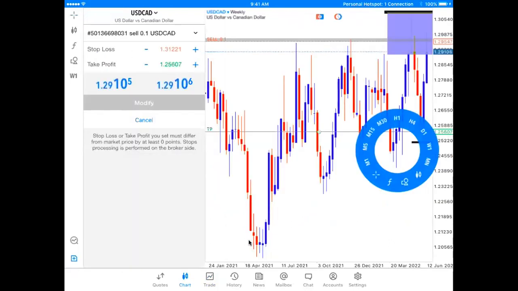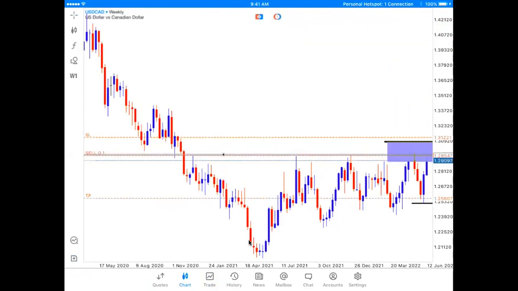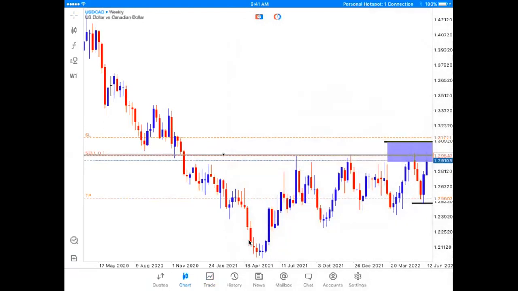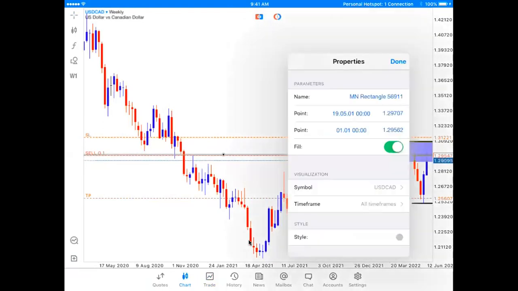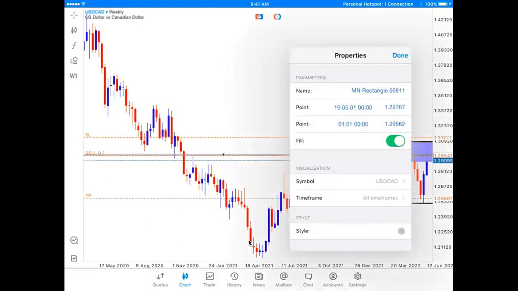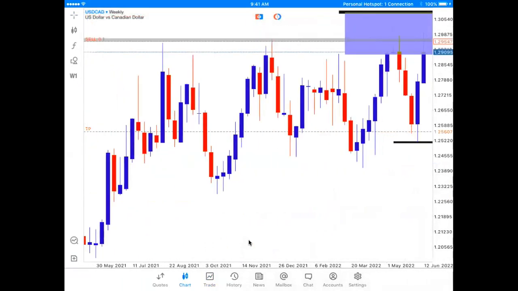Let me make this box lighter so you can see the candle very well. I'm trying to change the color of the rectangle.